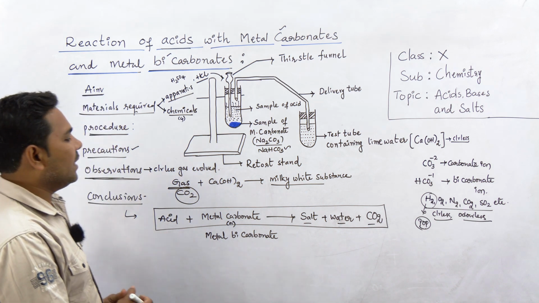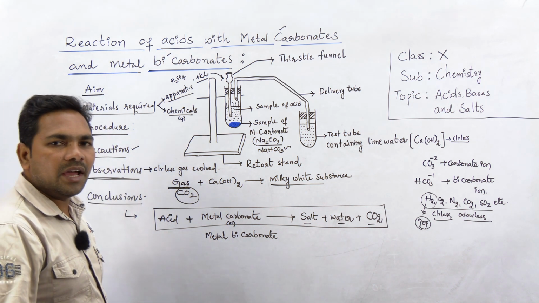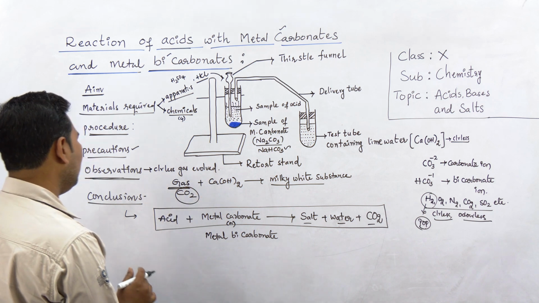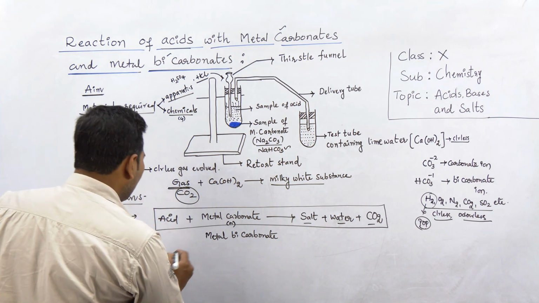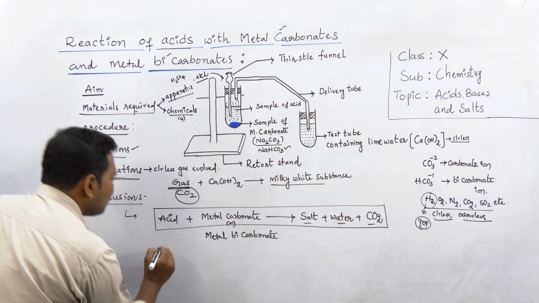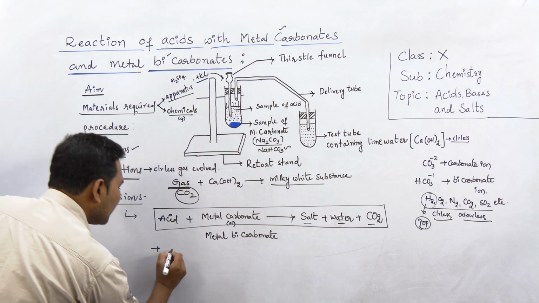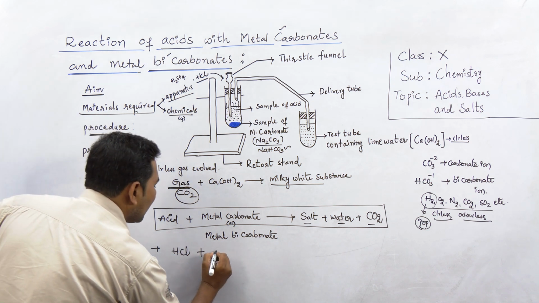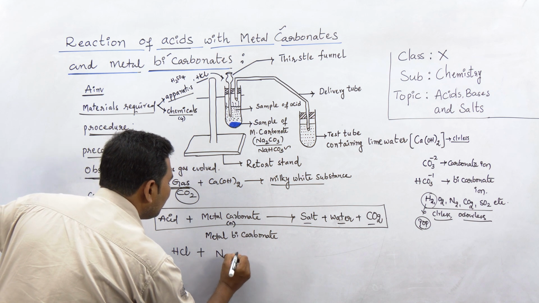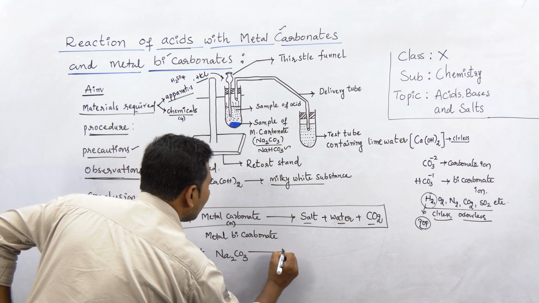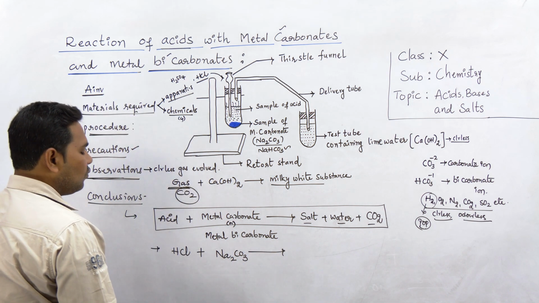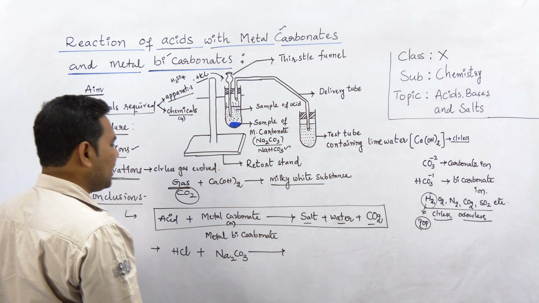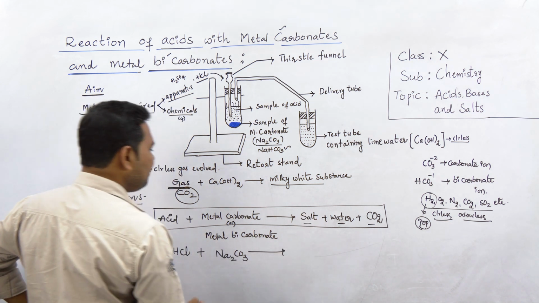Now let us write the chemical reaction involved in this experiment. Let me write the first case. What is the acid that I have taken? I have taken hydrochloric acid, which is added to sodium carbonate, Na2CO3. Then we get a salt. What is a salt? Whatever salt is obtained here, right?